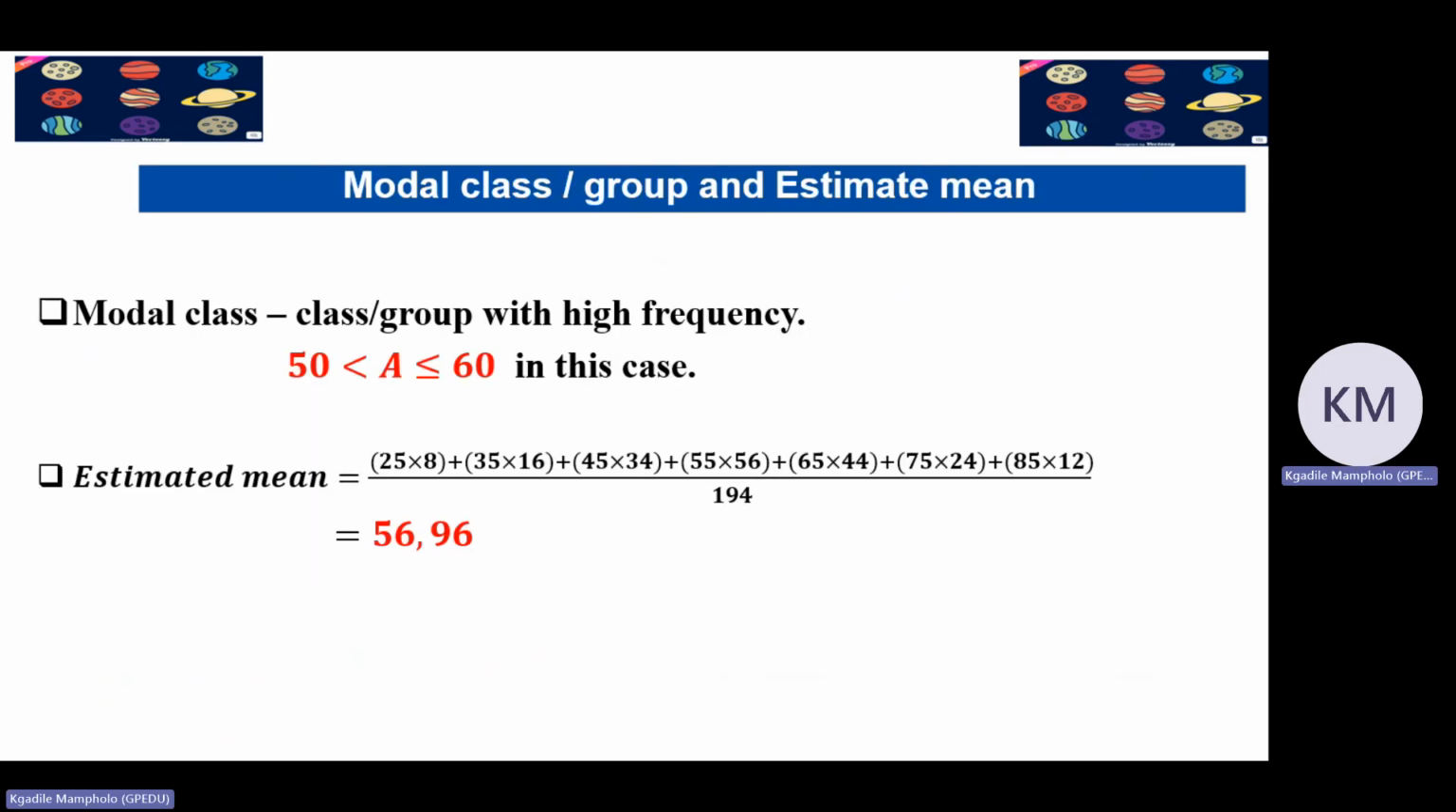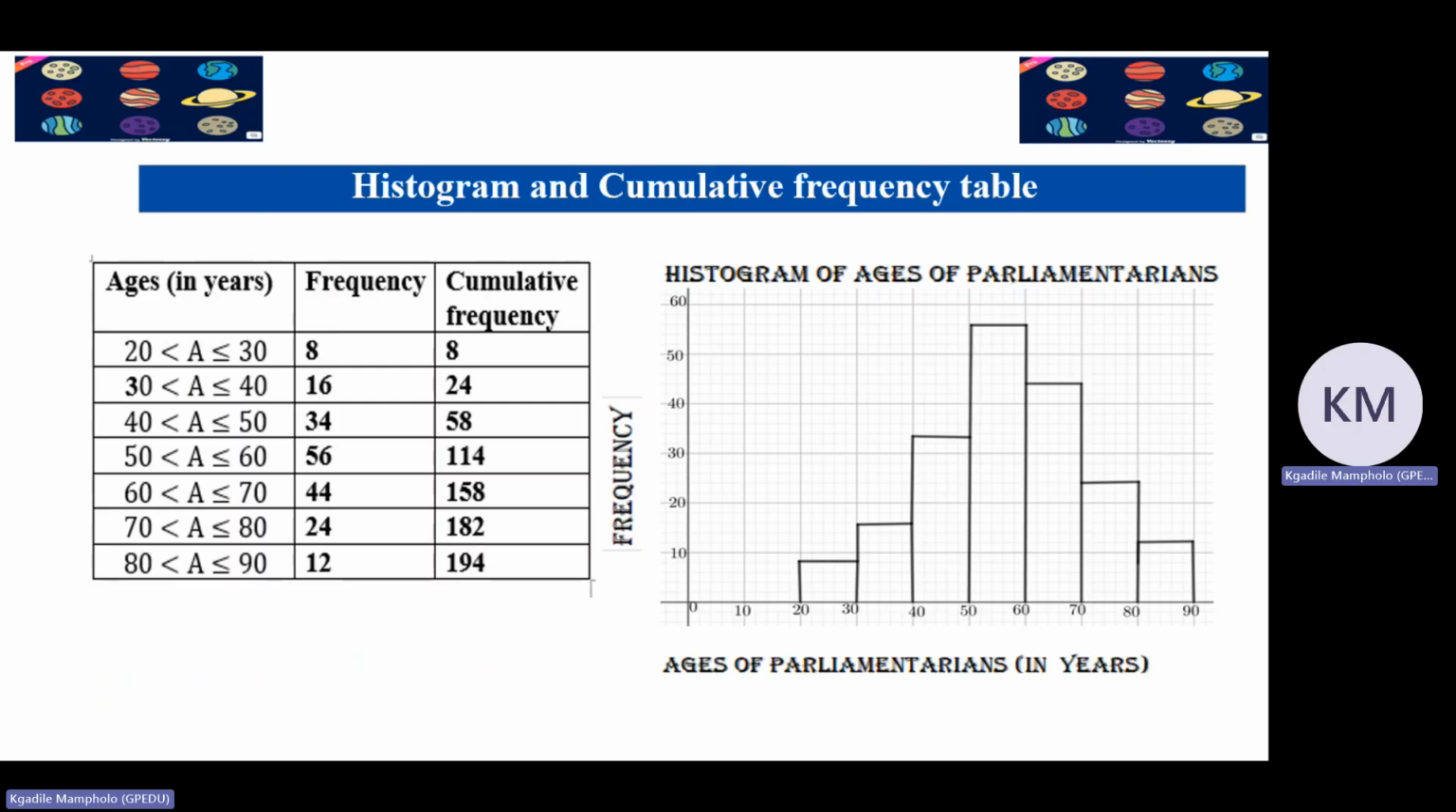Modal class or modal group. Since in a continuous data, we don't have the exact values, we can't find the mode, but we can find the modal class. A modal class is the class which has the highest frequency. In this case, you can see that the ages between 50 and 60, there are 56. So this is the highest frequency than any other group. So it means we are going to say 50 to 60 is the modal group or the modal class.